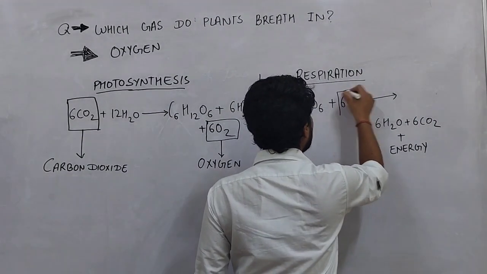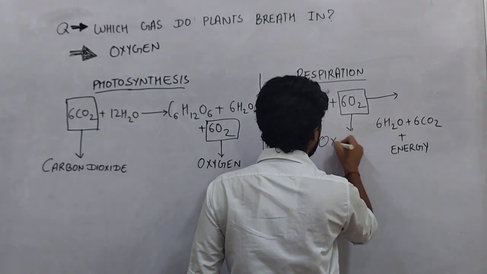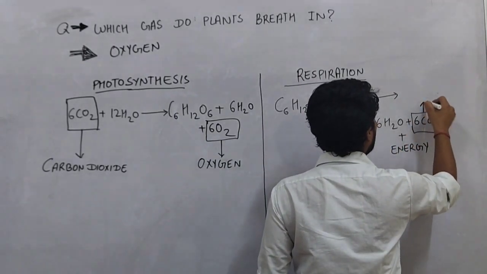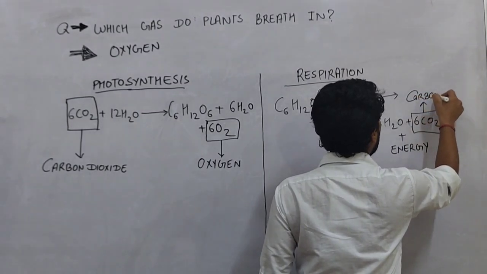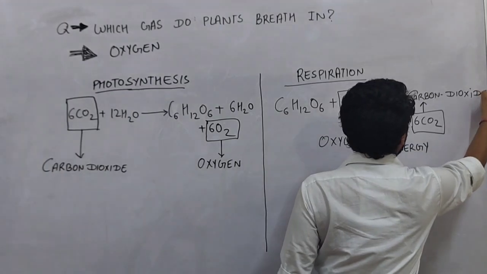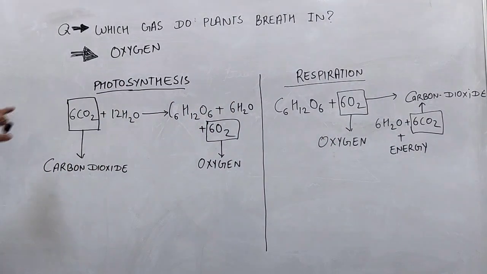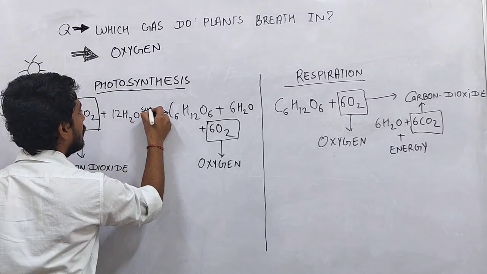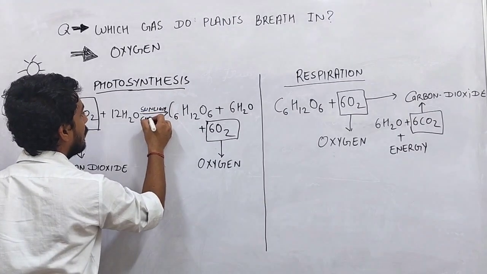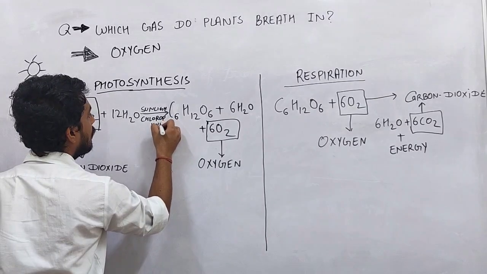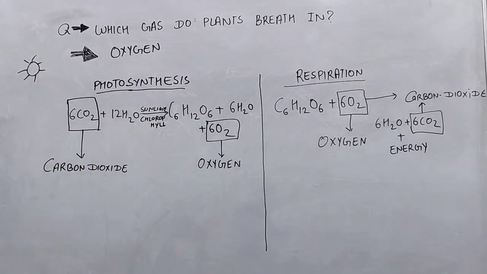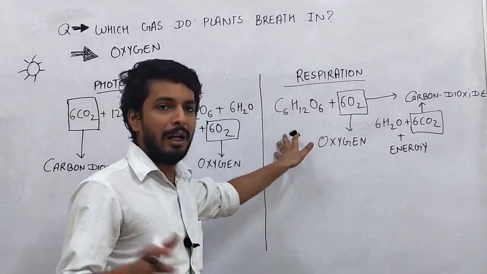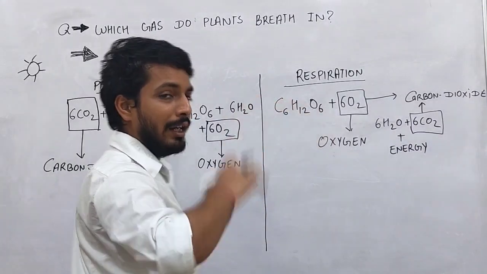And in respiration we are seeing that the plant is using oxygen and producing carbon dioxide as a byproduct. And one more thing, this photosynthesis will happen only in the presence of sunlight and chlorophyll. Photosynthesis occurs only in the presence of sunlight, and the process of respiration is occurring 24/7 in plants. Means this process of respiration is never going to stop. This will continue and continue.